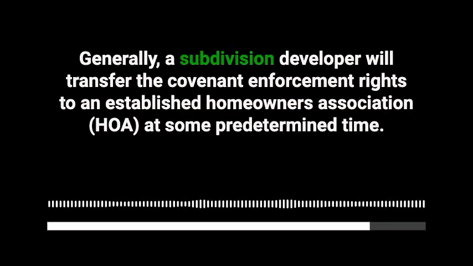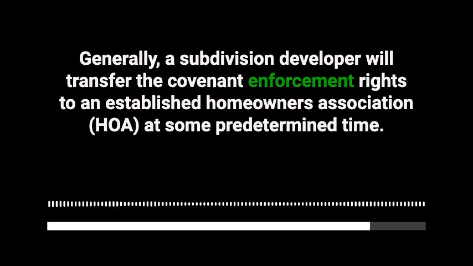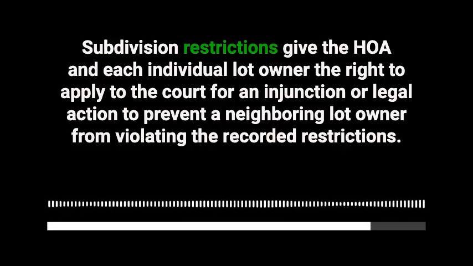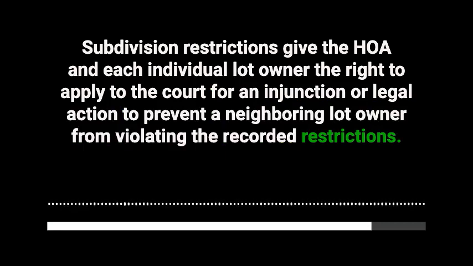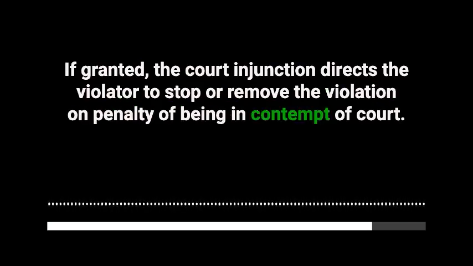Generally, a subdivision developer will transfer the covenant enforcement rights to an established homeowners association at some predetermined time. Subdivision restrictions give the HOA and each individual lot owner the right to apply to the court for an injunction or legal action to prevent a neighboring lot owner from violating the recorded restrictions. If granted, the court injunction directs the violator to stop or remove the violation on penalty of being in contempt of court.